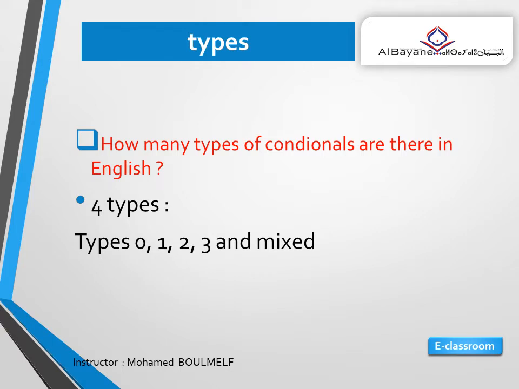There is a question: how many types of conditional are there in English? Basically, there are 4 types: type 0, type 1, 2, 3, and mixed. So we can mix between, for example, type 0 and type 1. So this is an advanced level. So let's focus more on type 0 because this is our main concern.